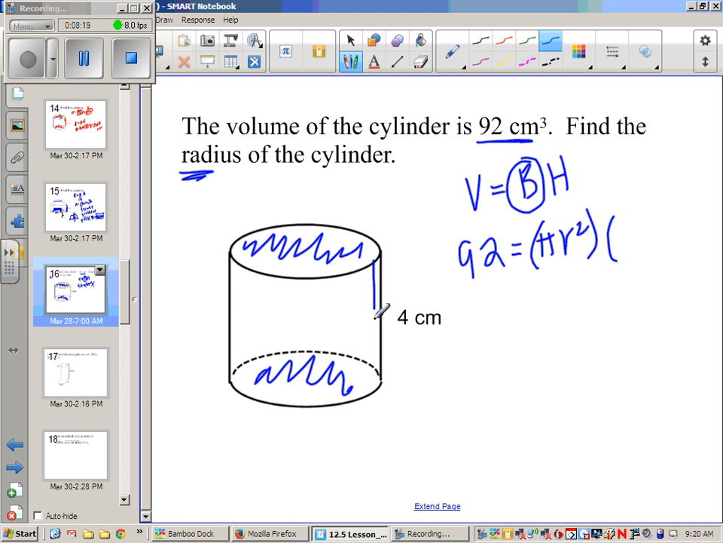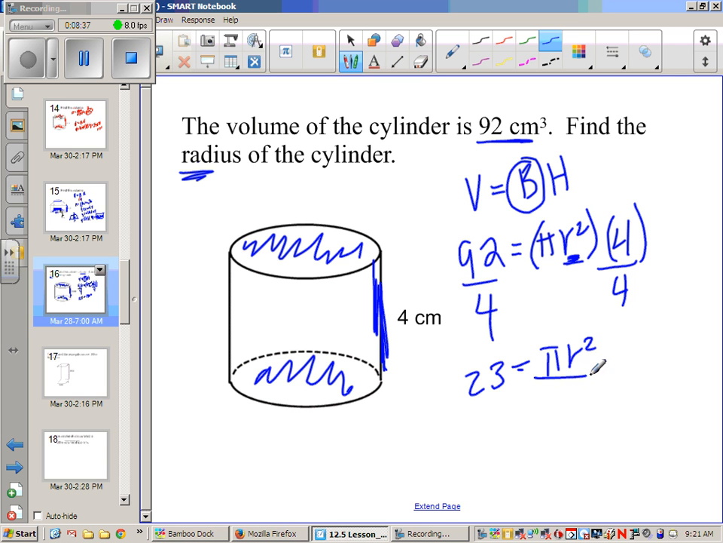And I know my height of the cylinder is right here, which is 4. Now I have an equation to solve, and I just have to find r. So I'm going to solve that by first dividing by 4. So 92 divided by 4 is 23. And I'm left with pi r squared. So I'm going to divide by pi. And I get 7.3.